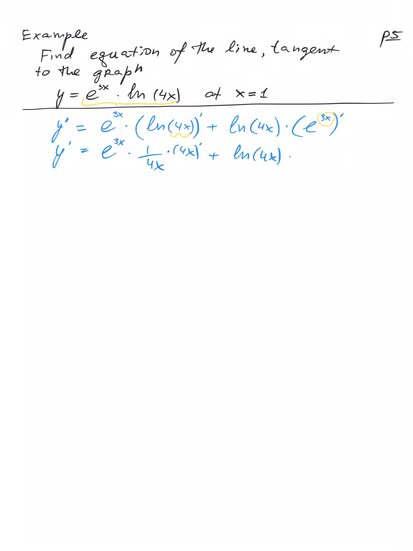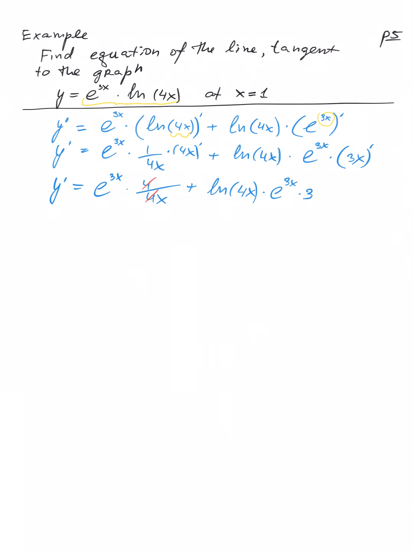So times e to the 3x times 3x prime. Okay, you can definitely do this in your head at this point, but I just want to make sure, because it's a lecture, that you have the actual steps written down. Okay, now the derivative of 4x is 4, so I have 4 over 4x plus ln of 4x times e to the 3x. The derivative of 3x is 3, and all I need to do is just clean things up a little bit.